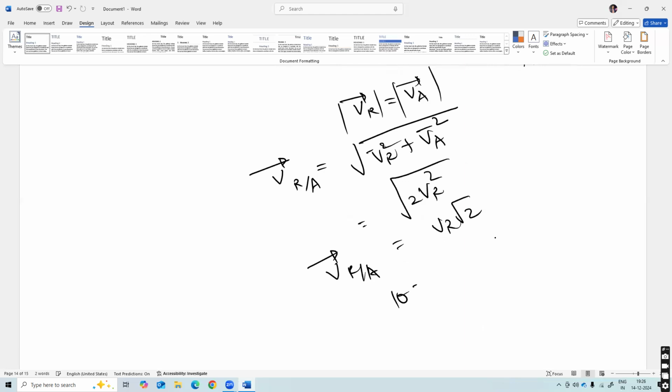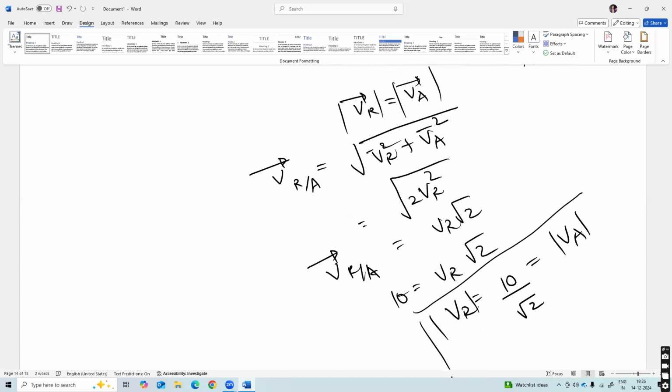So 10 is equal to VR root 2. So VR is 10 upon root 2. And since magnitude of VR is same as magnitude of velocity of person VA, both VR and VA are equal, and it is equal to 10 upon root 2.